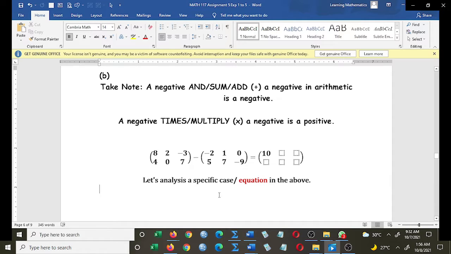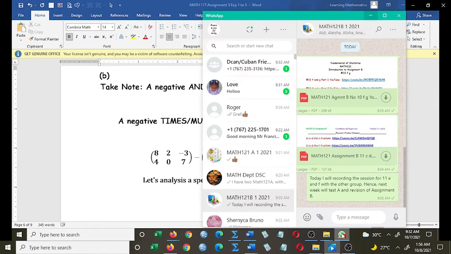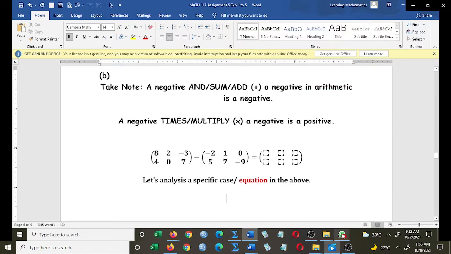Let's analyze a specific case, that very same case we're going to analyze there. So, call it out for me. Or do you want me to call it out by row? No, the 1 by 1. Let's go back again. 8 minus negative 2. That's what you want me to call out?